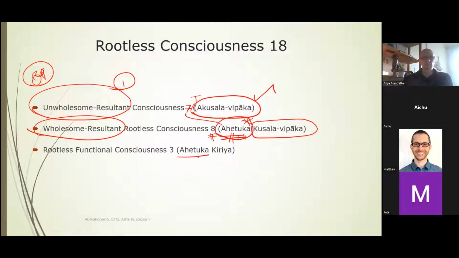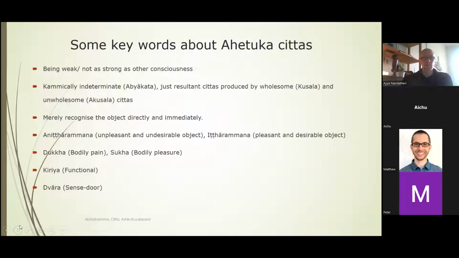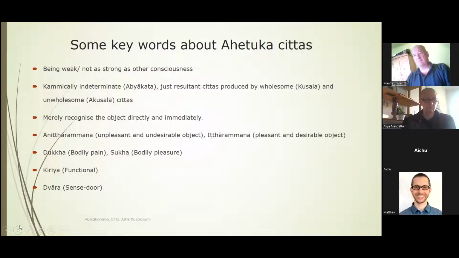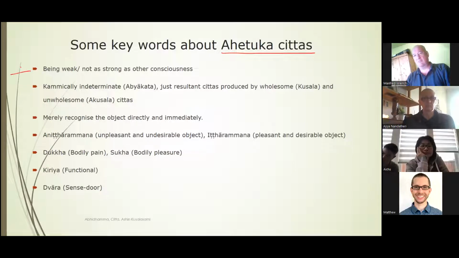So, okay, the next group is Ahetuka Kiriya, rootless functional consciousness. Okay, so let me go next. Before I start talking about these Ahetuka Chetas, I want to talk about some keywords, because they are very important, not only for the 18 Ahetuka Chetas, but also for the Abhidhamma. Some words that you need to know. So this is only for the 18 Ahetuka Chetas.